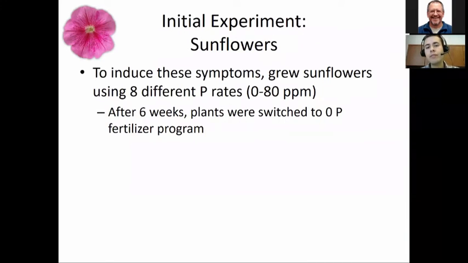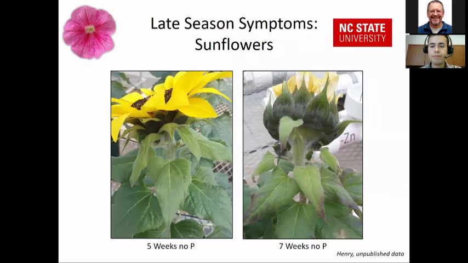So initially we did an experiment on sunflowers trying to induce these symptoms. We grew sunflowers using 8 different rates of phosphorus, ranging from 0 to 80 parts per million. And after 6 weeks, some of the plants were switched to 0 parts per million phosphorus just to cut it off, but they still were receiving the same amount of all of their other fertilizer nutrients. And so we got pretty good results here.